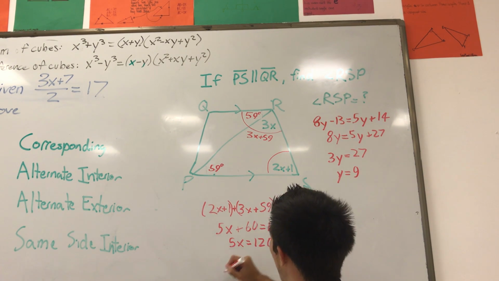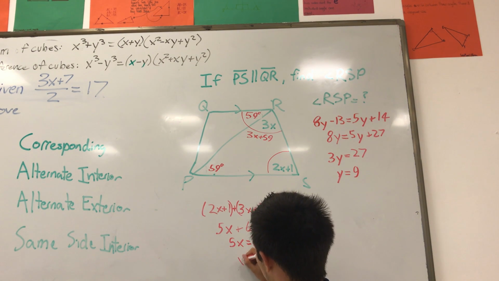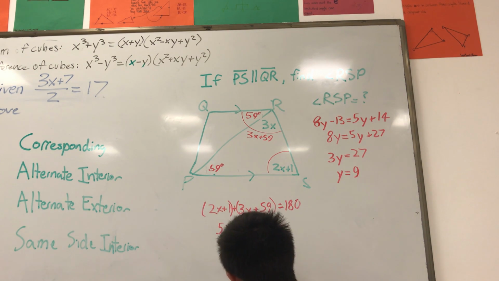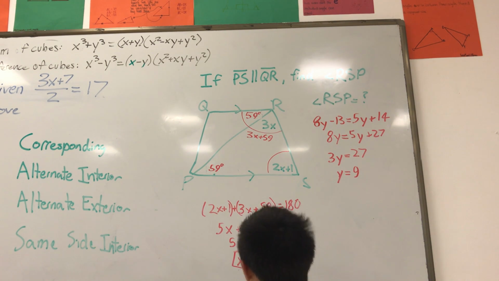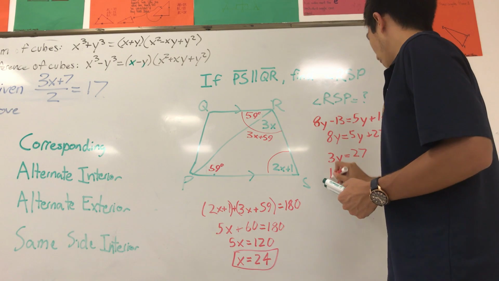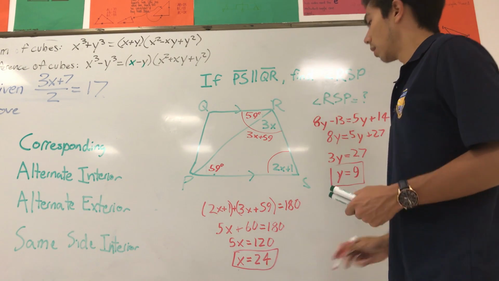And when I do this, I have a 5x, and I want to get x by itself, so I'm just going to divide everything by 5. And this should give me, what should it give me? It should give me 24, I believe. Yeah, it should give me 24. So I know that x equals 24. So I found y, I found x. Am I done?